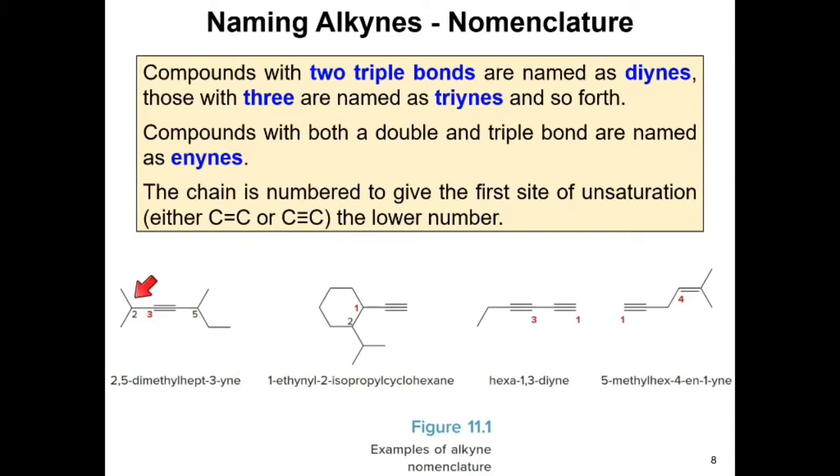And then, of course, we have 2 methyl groups, one that's bonded in the second carbon atom and another one on the 5th carbon atom. So here we have 2,5-dimethyl hept 3-ine.